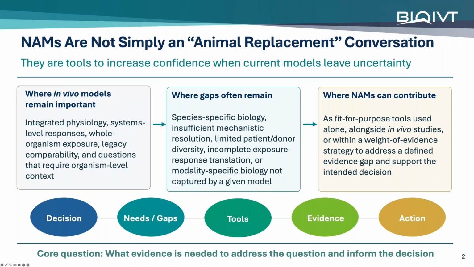That distinction is important because if we begin by asking, can this NAM replace the animal study? We've already framed the problem as a competition between model formats. I think the more useful starting point is the statement at the bottom of the slide. What evidence is needed to address scientific questions and inform the decision? Once that's clear, we can identify the gaps in the evidence and then determine which tools are best positioned to fill them. That might be a NAM, it might be an in vitro model, or some combination of approaches. So throughout the talk, when I refer to NAMs, I'd like you to think of them primarily as evidence-generating tools within a larger scientific workflow, not replacements by definition.